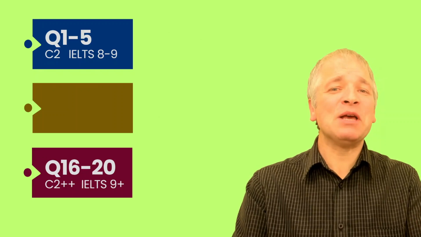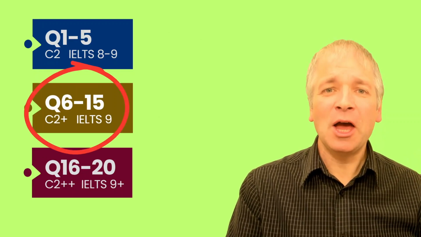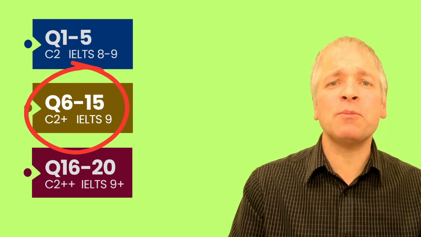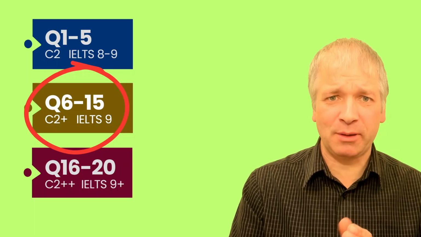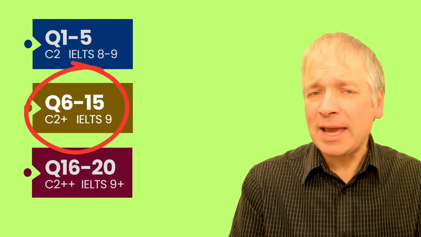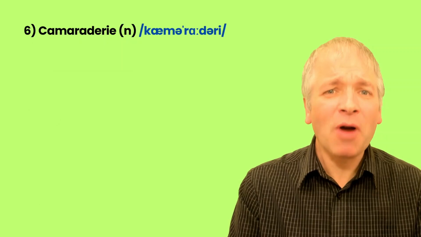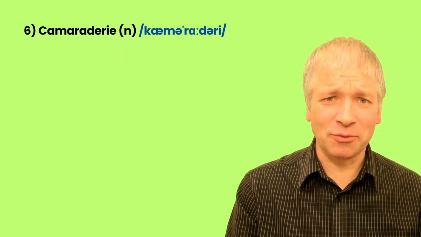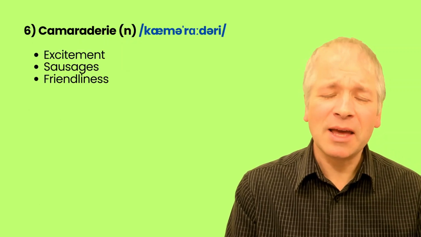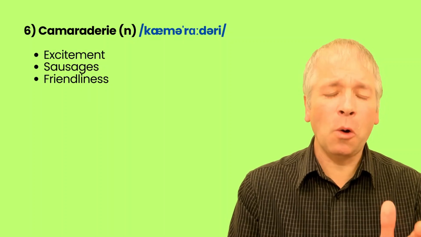Okay, let's make this even more advanced. We're now going to look at words which are C2+. So if you need IELTS 9, then these words are good to know and use. The first word is camaraderie. Camaraderie. Does this mean excitement, sausages, or friendliness?